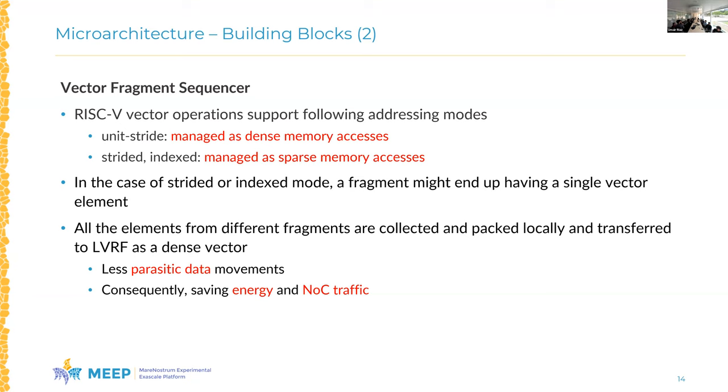For example, you end up having one element in a fragment. Now you are getting back the data from memory. You are collecting all the fragments there, near memory. You pack them, and as a dense vector, you can write it to LVRF, the long vector register file. So where does it actually help? It helps, as I said earlier, with fewer parasitic data movements, because you ultimately need to reject most of the data out of every fragment. So is it better to send it all the way from memory to the compute node, or remove it near memory and send only the required data to the compute node? Ultimately, we can save energy and reduce NOC traffic, because we are reducing data and only sending the required data.